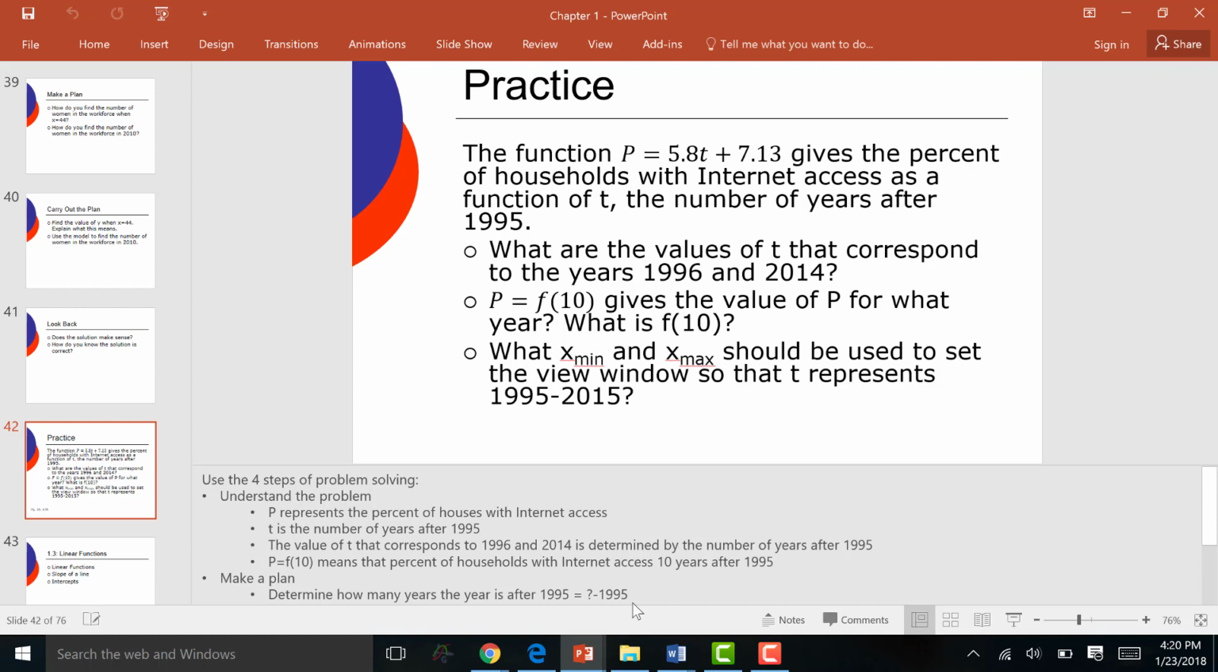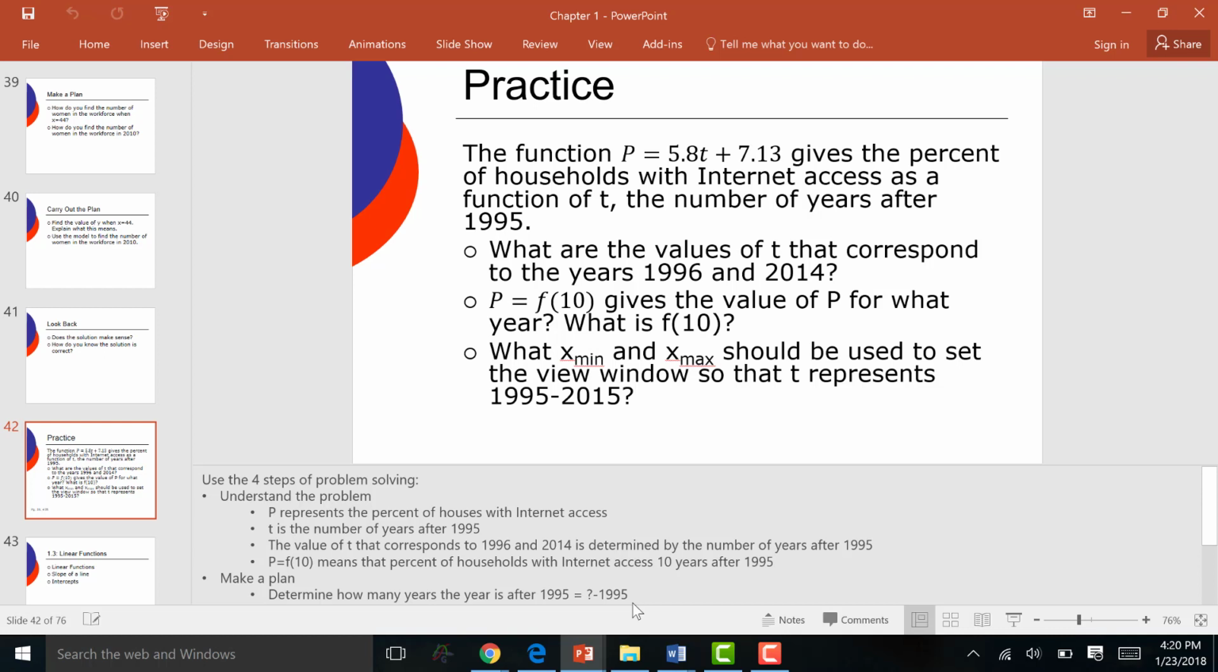Alrighty. So now we know what's given. Now we can see what you are being asked to do. In bullet number 1, what are they asking you to do? What are the values of T that correspond to the years 1996 and 2014? All right. So here is the question. Do you understand what they just asked you to do? They want you to tell them what T represents from 1996 to 2014.